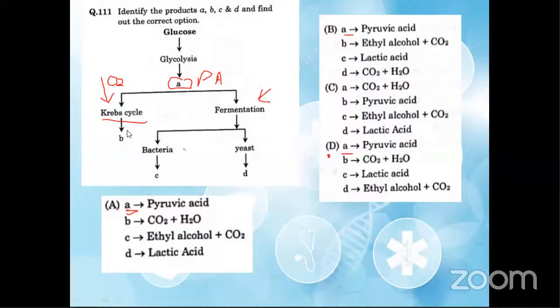Krebs cycle is basically forming what, people? CO2 and H2O. Yes, it is going to form CO2 and H2O. So we have two options, which is the same one: CO2 and H2O. Okay, yes. And one more trick which I can give you.